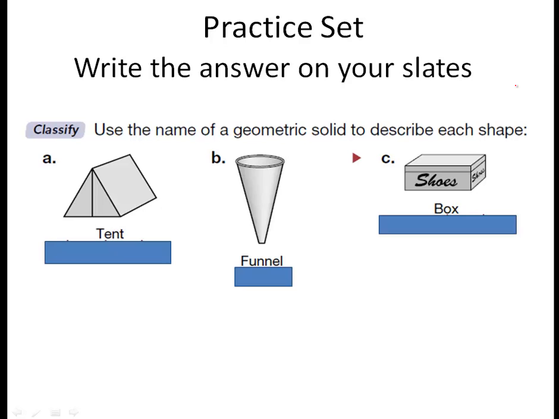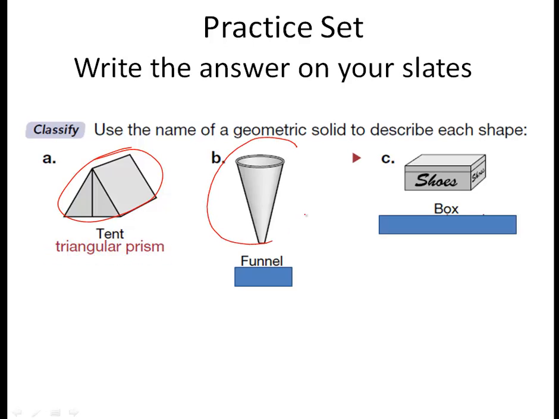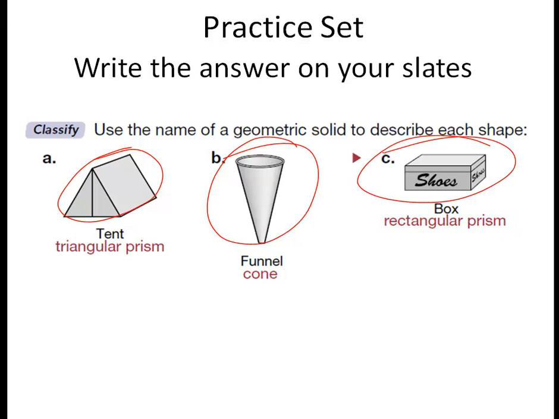All right, so let's practice what we've done. Give me the geometric solids. Describe each shape. So what's a tent? What are these called? That's right, they're triangular prisms. And what is this called? It's upside down. It's a funnel. But what shape is it? That's a cone. And then what is this? You know what that is. That's a rectangular prism.